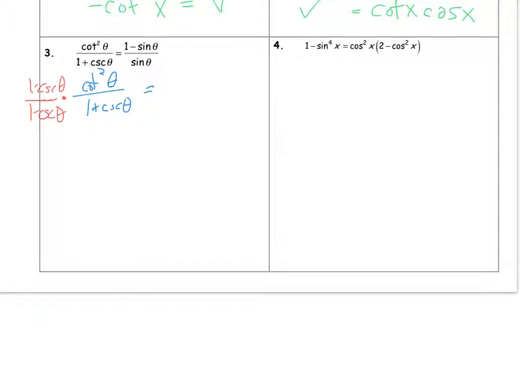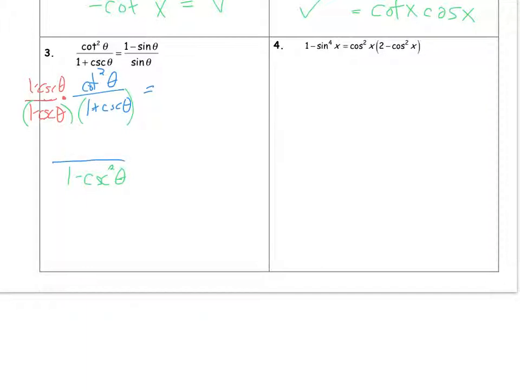Why would we even do this? What is the point? Well, observe the denominators for just a second. If we take 1 minus cosecant theta and we multiply it with 1 plus cosecant theta, we're going to be left with 1 minus cosecant squared theta. It's almost like a difference of squares, if you will. So this right here, when multiplied together, gives me 1 minus cosecant squared theta. Okay? What about the top?